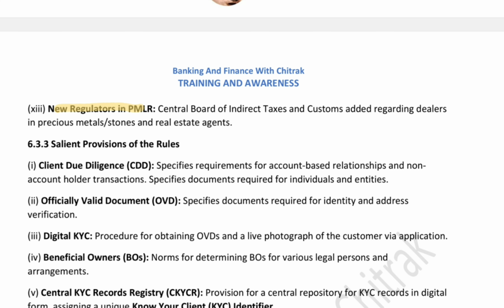Next, the Central Board of Indirect Taxes and Customs was added as a new regulator in PMLR regarding dealers in precious metals and stones and real estate agents. So they were added as the new regulators.